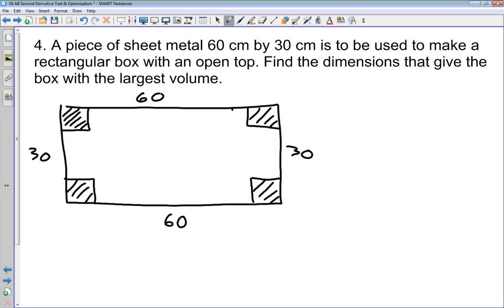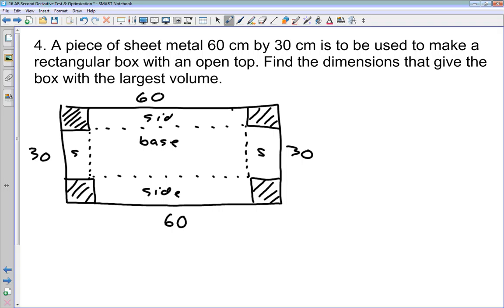Once you've cut out these squares, we've got these little flaps here, here, here, and here. These flaps are going to be folded up and then joined together, and those flaps are going to form the sides of the box. Okay? So this dotted rectangle in the middle is going to be the base of our box, and these four things around the sides are going to be the sides. Side, side, side, and side. So that's our situation here.